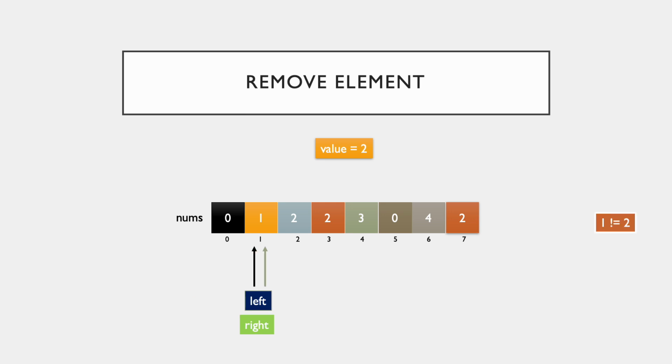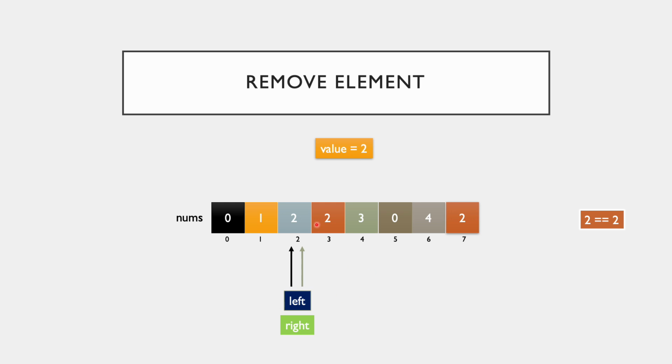So in the next iteration, our left and right points to first index. Now we compare if our nums of right, which is 1, is it equal to the value 2? No, it's not equal. So we again swap this. It remains unchanged since left is equal to right. So we again move these indexes.